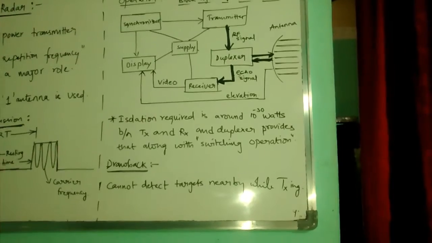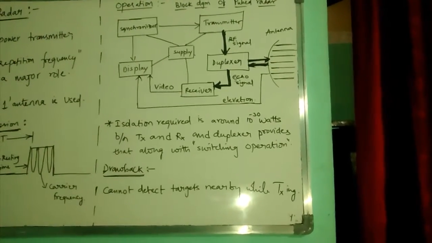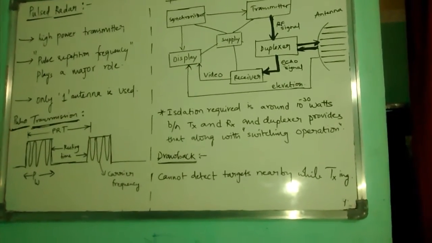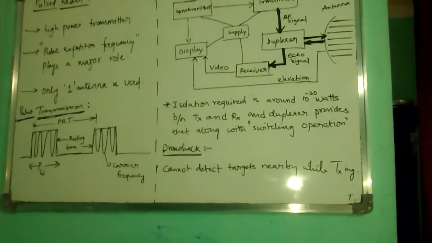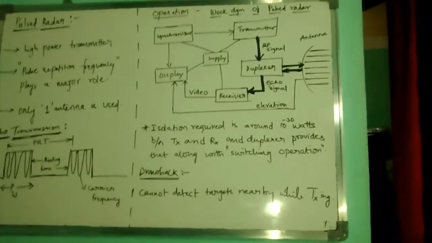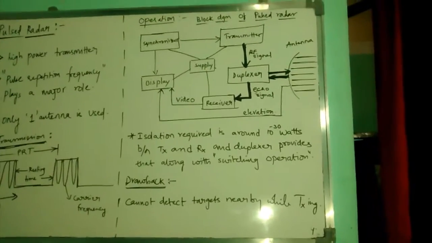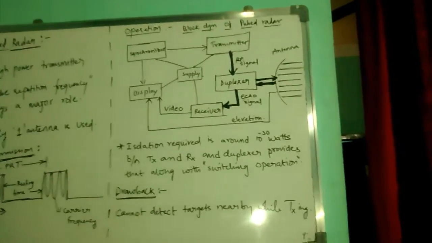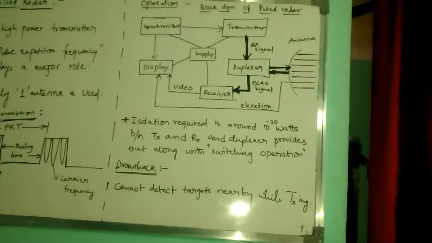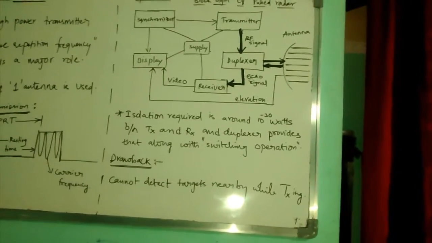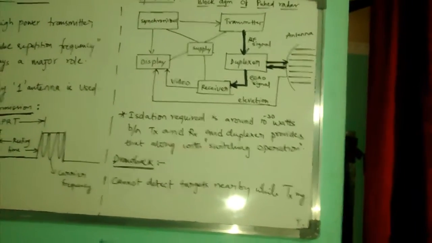To determine the maximum detection range, two factors, pulse repetition frequency and pulse width PW, as you can see in the figure of pulse transmission, play a major role. Now we'll look at the operation of the block diagram. The first part we can observe is the supply. Synchronized supply should be given to the transmitter, synchronizer, display, and also the receiver.